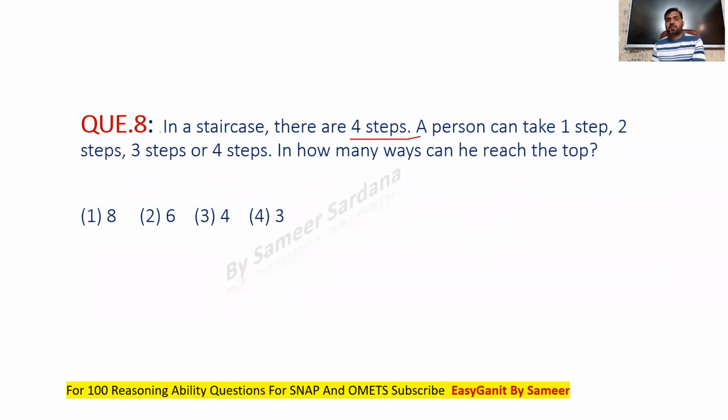In a staircase, there are 4 steps. A person can take 1 step, 2 steps, 3 steps, or 4 steps. In how many ways can he reach the top?